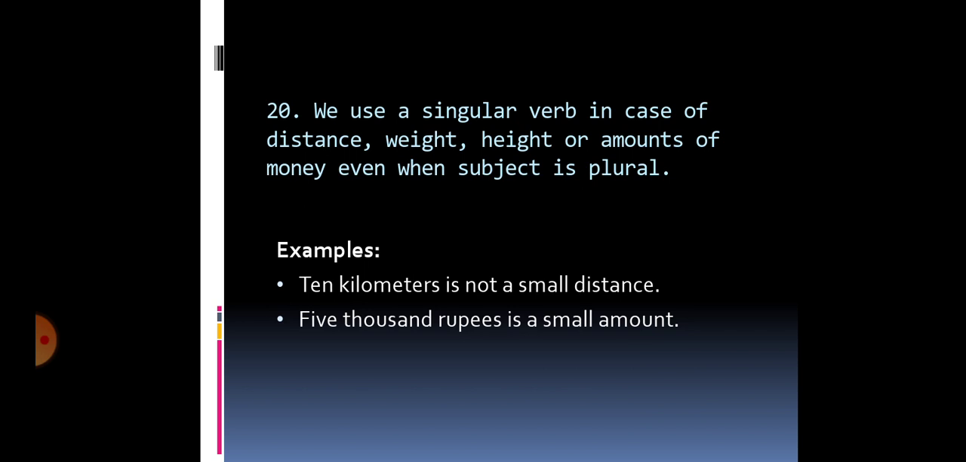We use a singular verb in case of distance, weight, height or amount of money, even when the subject is plural. So when we are talking about distance, weight, height or amount of money, even when the subject is plural, we use a singular verb. 10 kilometers is not a small distance. See the other one: 5,000 rupees is a lot of money.